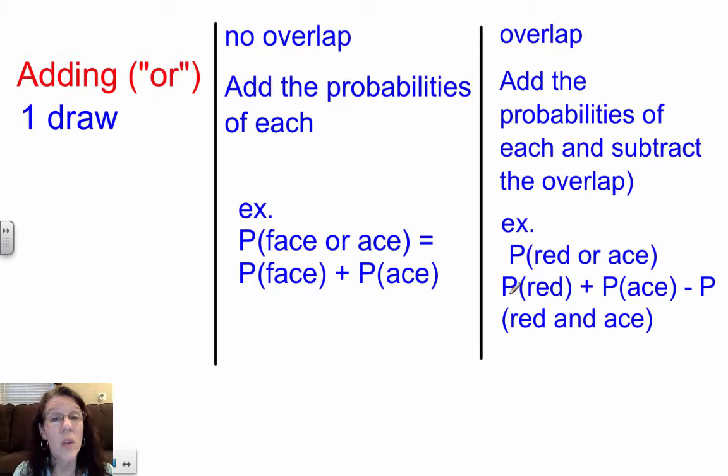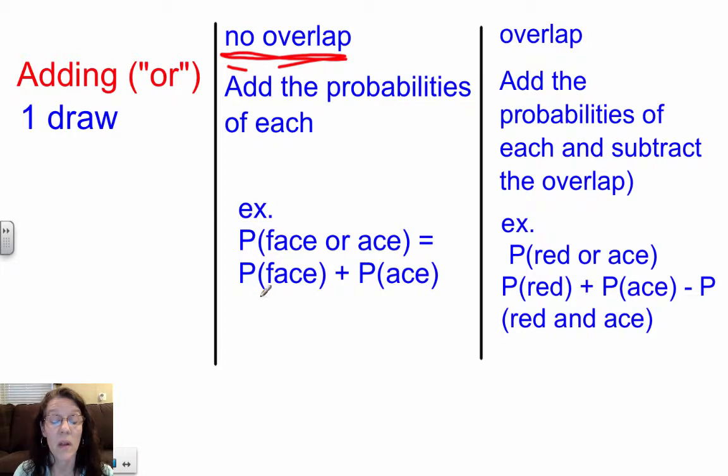Okay. When you read these, they're going to be an or. What's the probability of getting a face card or an ace? What's the probability of rolling a 1 or a 7? What's the probability of getting a heads or a tails? We're talking about one draw. And what we're going to do is add the probabilities of getting each if there is no overlap. So if it's a situation where there is no overlap, like our example with a face card or an ace, we would add the probability of getting a face card.